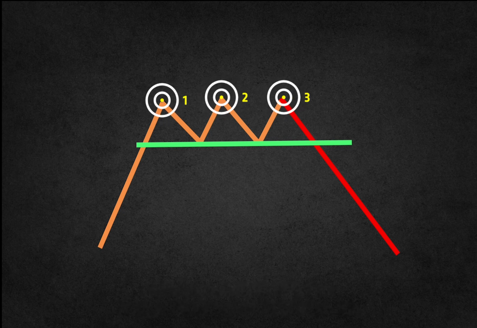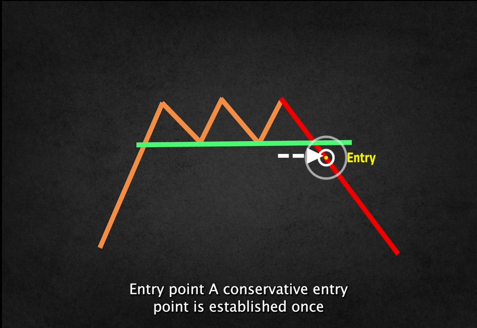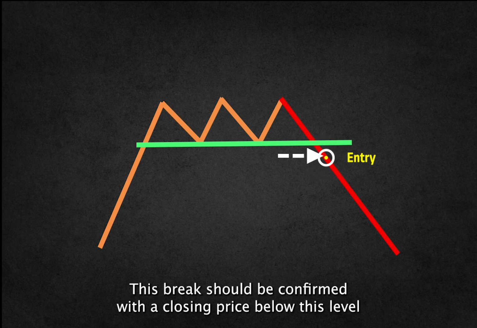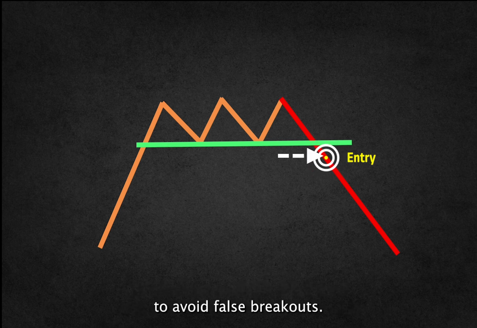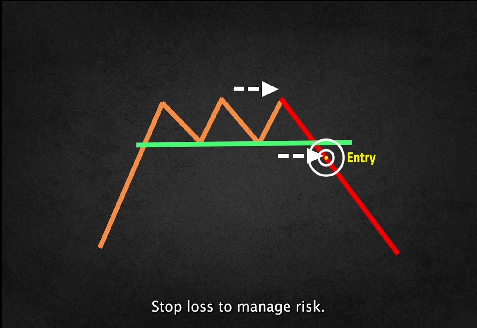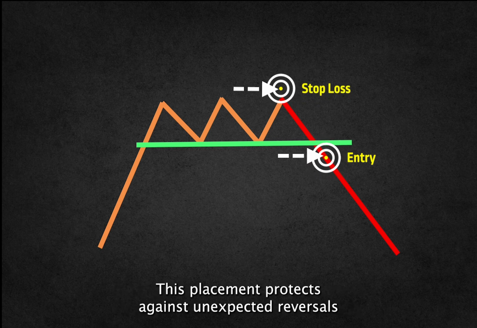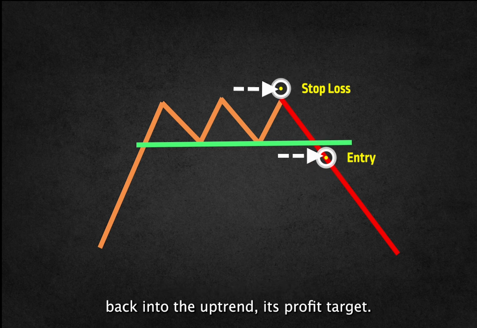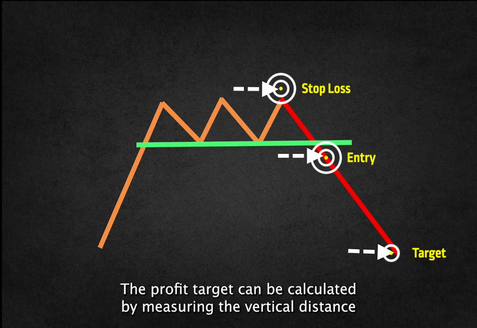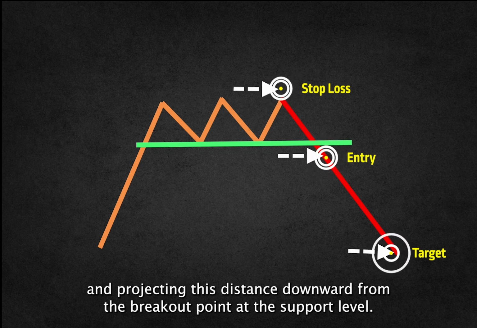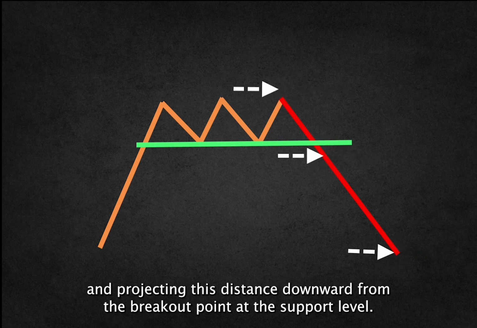exhausting. Entry point. A conservative entry point is established once the price breaks below the support level formed by the lows between the peaks. This break should be confirmed with a closing price below this level to avoid false breakouts. Stop loss. To manage risk, a stop loss can be placed just above the highest peak within the pattern. This placement protects against unexpected reversals back into the uptrend. Profit target. The profit target can be calculated by measuring the vertical distance from the support level to the peaks and projecting this distance downward from the breakout point at the support level.